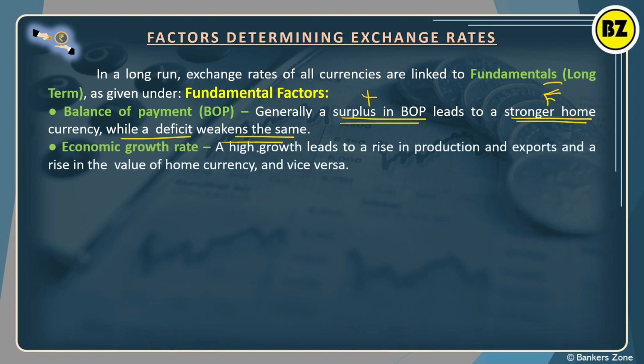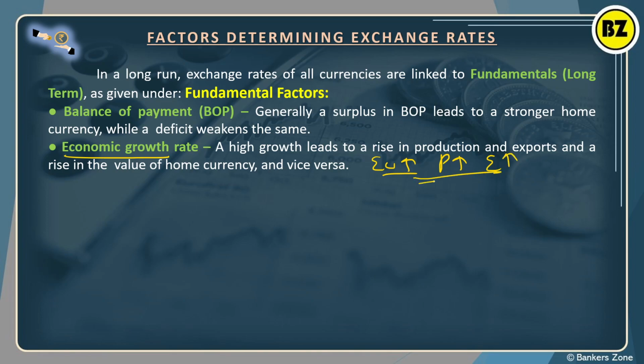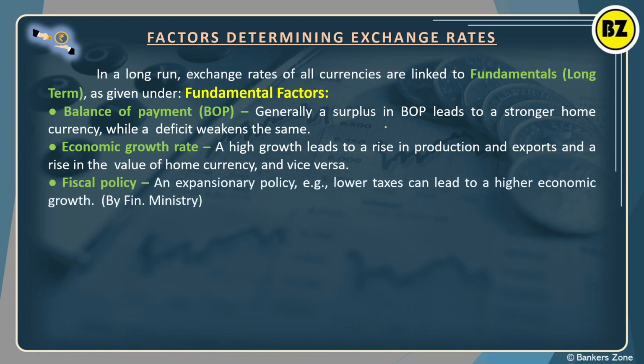Now next is economic growth rate. See, high growth leads to a rise in production, export also increases, and a rise in the value of the home currency, and vice versa. Obviously, if your economy is growing, your production is good, then your export will be good. And if everything is increasing, your currency will be stronger against the foreign currency. If your economic growth is less, production is less, export is less, then your currency value will go down. Very simple, right?